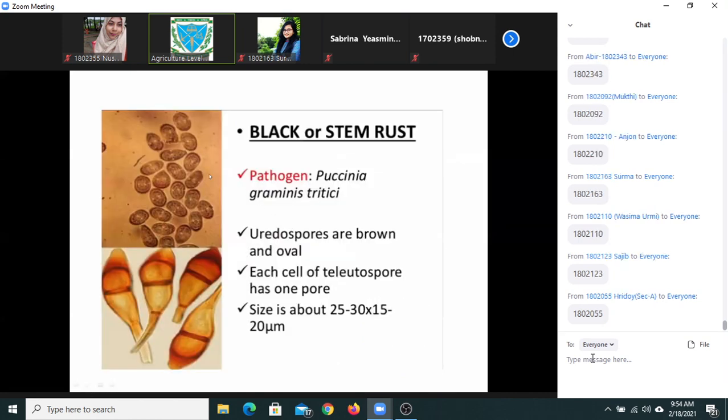And you see this pathogen, Puccinia graminis tritici, also, like other rusts, can produce these two spores in the wheat plants. One is the urediniospore, this one, and this is the teliospore. Teliospore is a double-celled spore with a pedicel.